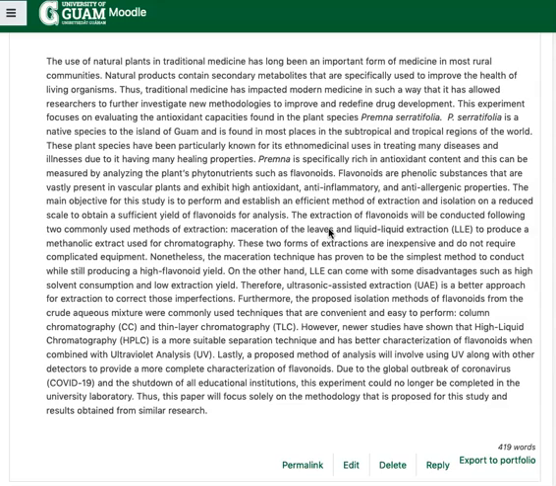Now, in terms of the extraction here, you're looking at two extraction methods. We say in here to perform and establish an efficient method of extraction and isolation in the scale to obtain a sufficient yield of flavonoids for analysis. So you say that you are following two of the methods of choice that you have highlighted in there, and those two have clearly shown their differences and contrast.